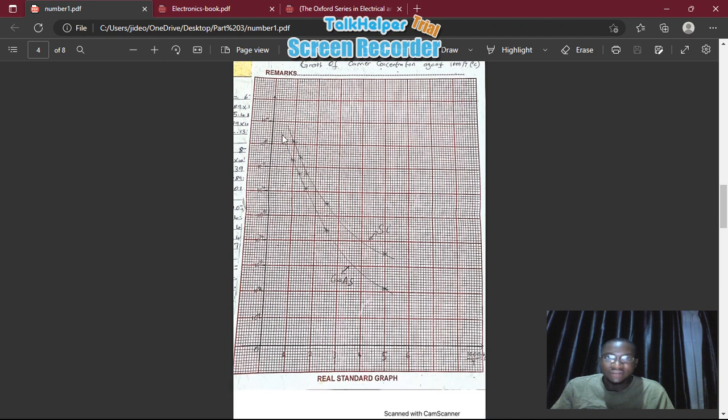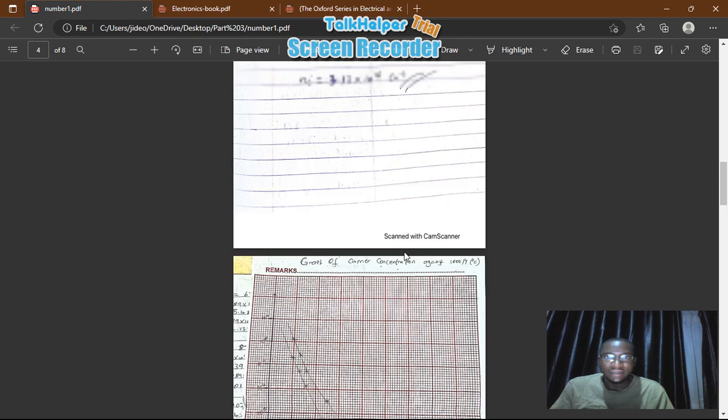On plotting the graph, we saw that this is a decaying exponential for gallium arsenide and a decaying exponential for the intrinsic concentration of silicon. So that is that.